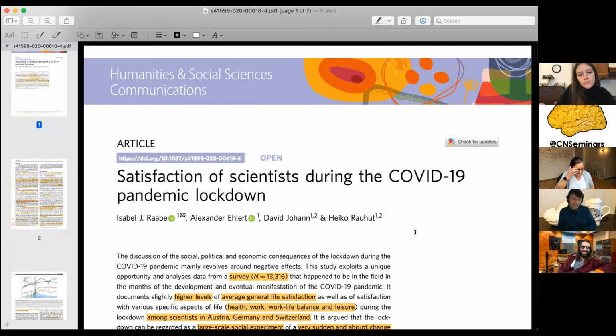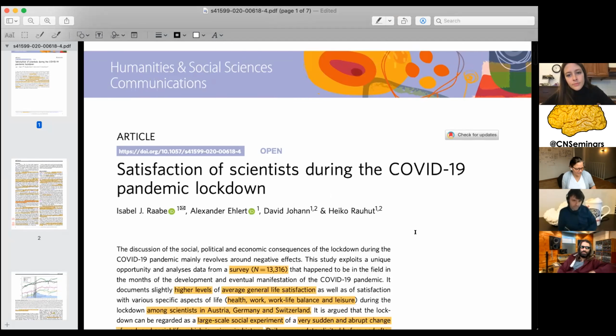Okay, so this is a bit off brain topic, which is totally legit. I get asked every week if people can present papers that aren't strictly neuroscientific, and yes, you can. It's about exciting science that attracts your attention. So I saw this headline, satisfaction of scientists during the COVID-19 pandemic lockdown. I have a subjective feeling, I know what Twitter is feeling, but it was interesting to look at the numbers.